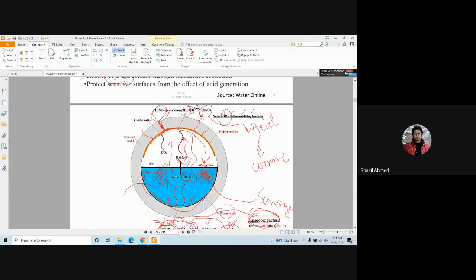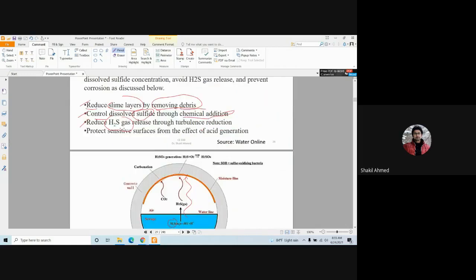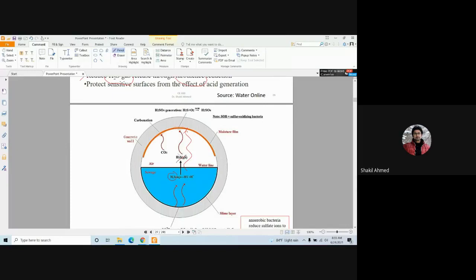You know, you have turbulence current in this sewer. That turbulence helps the hydrogen sulfide to emit from the sewage. So if you can reduce the turbulence, then this process will also be reduced.